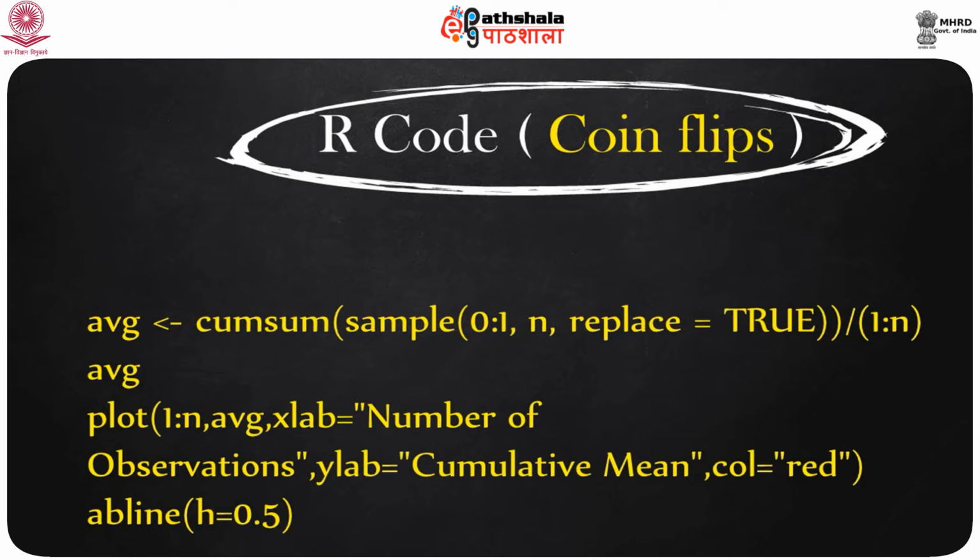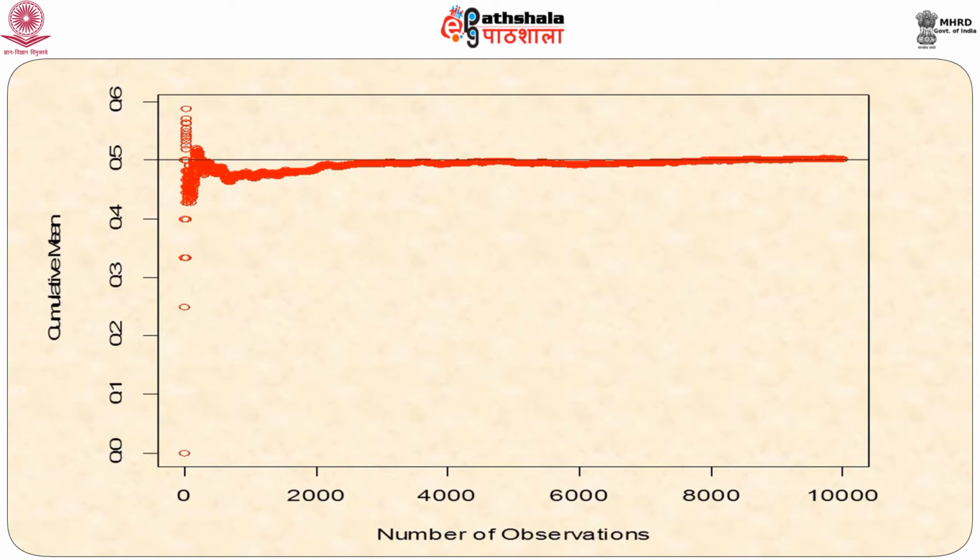Now, again, like the case of the previous one, here as well we are taking the cumulative sum of these samples of 1 and 0 and dividing them by 1 to n. Here we are actually having the cumulative means of the results of the coin flips, and we are storing these values within the variable avg. Again, to plot the cumulative means against the number of observations, we are using the command that is given here. So, using the command, we are having this plot.